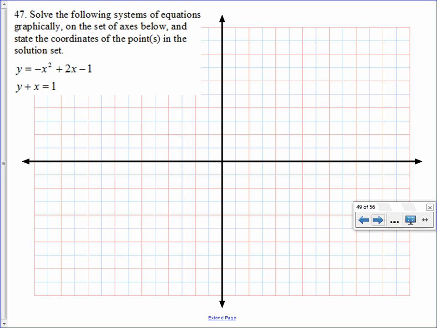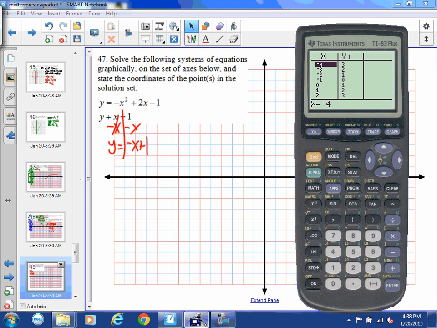Linear quadratic system. I got to get y by itself for both of them. Now that I have them, I'm going to type them both into the calculator. So I have negative x squared plus 2x minus 1, and I have negative x plus 1. I can hit graph to see what it looks like. Looks fantastic. To get the points, I go to my table. It's a parabola, so I need a mirror image in y1. There's my mirror image in y1.